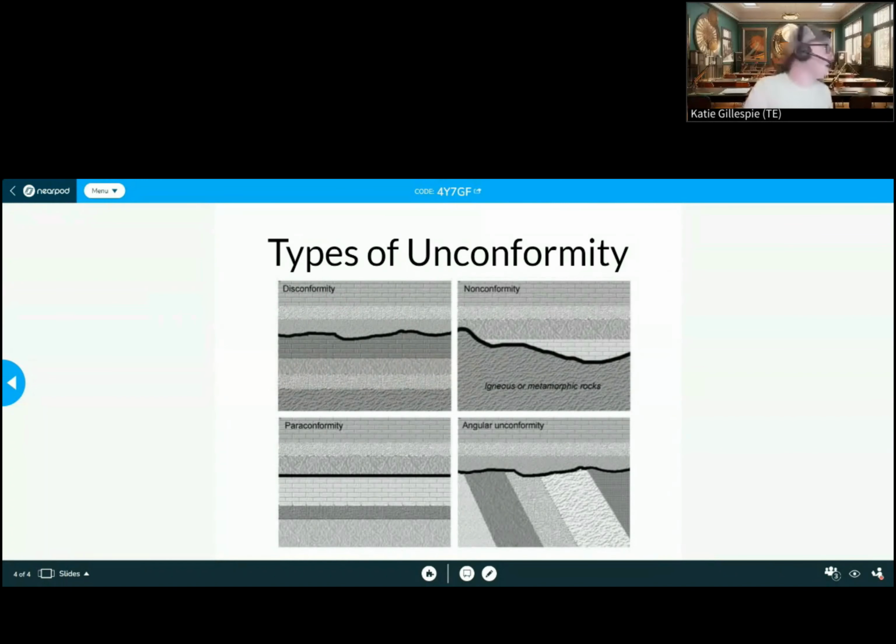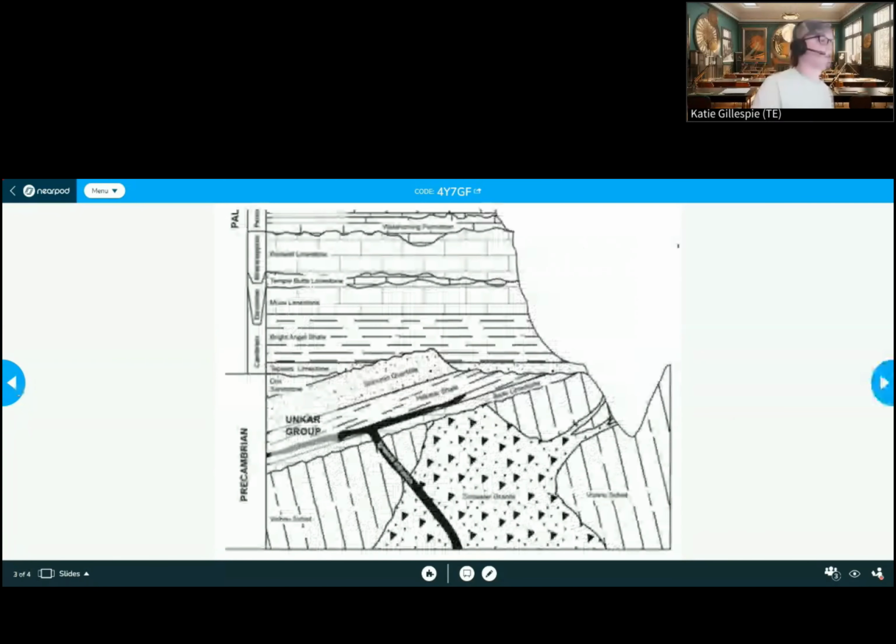Guys, M was sea level lowers. The mauve limestone was deposited. Oh, that was L. M was, let's go back. M was the erosion of the limestone right there. That was the last one.